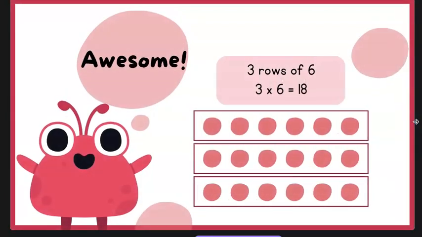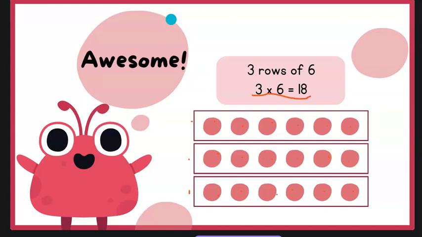Awesome. So again, you have 3 rows of 6, which gives us our multiplication equation of 3 times 6 equals 18. How do you get to that 18? You count your total number of dots. We have the 3 rows, 1, 2, 3, and we have 6 in each row. So we have 1, 2, 3, 4, 5, 6, 7, 8, 9, 10, 11, 12, 13, 14, 15, 16, 17, 18. Therefore, our multiplication problem is 3 times 6 is equal to 18, which is our product.